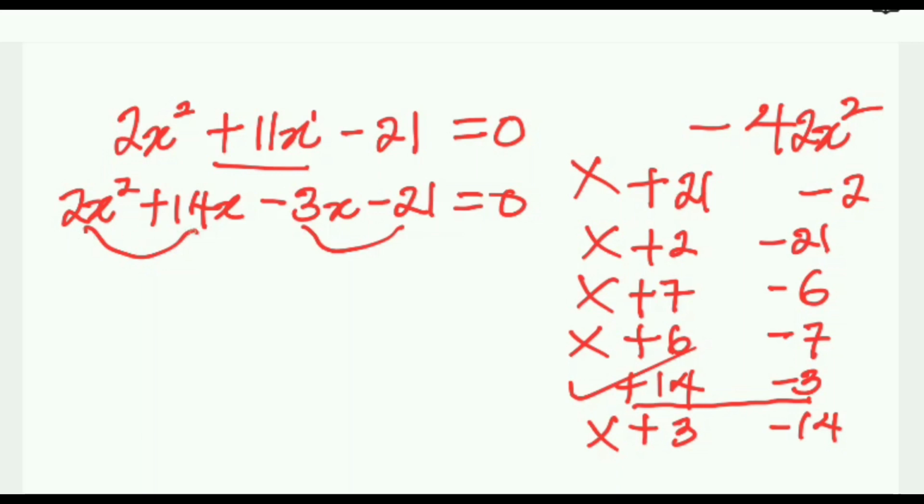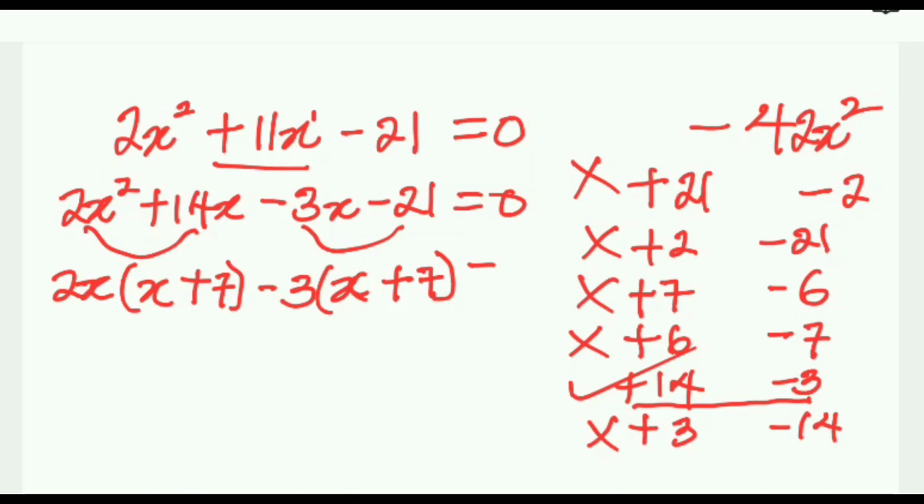What is common between the first two? Pair them together in twos. 2x is common, so open a bracket. 2x squared divided by 2x, we have x left. Plus 14x divided by 2x, we have plus 7 left. Close the bracket, bring out the sign, minus. What is common between these two? 3. Open the bracket. Minus 3x divided by minus 3, we have x. Minus 21 divided by minus 3, that's plus 7, equals 0.